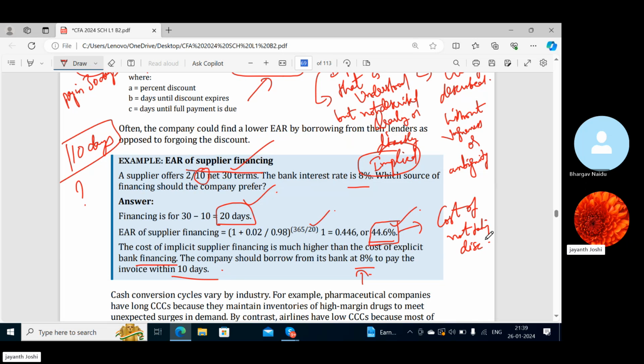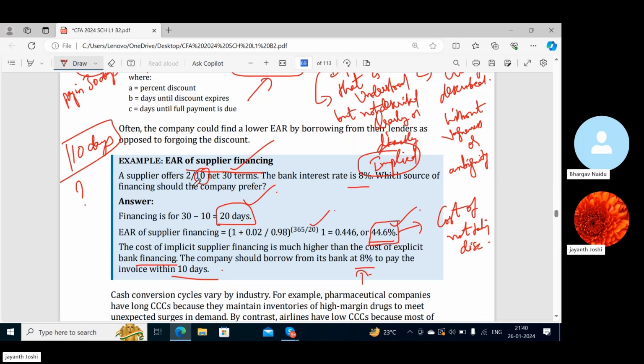Just a second. What did you ask? Sir, I asked whether we are currently looking at a scenario where we do not have the cash to pay immediately, so we are taking a loan at 8% and paying it to the supplier and availing the 2% discount. Yes, see, the point is if you have taken credit, that means you don't have money to pay. You're waiting for a certain period to make the payment. Understood? Understood.